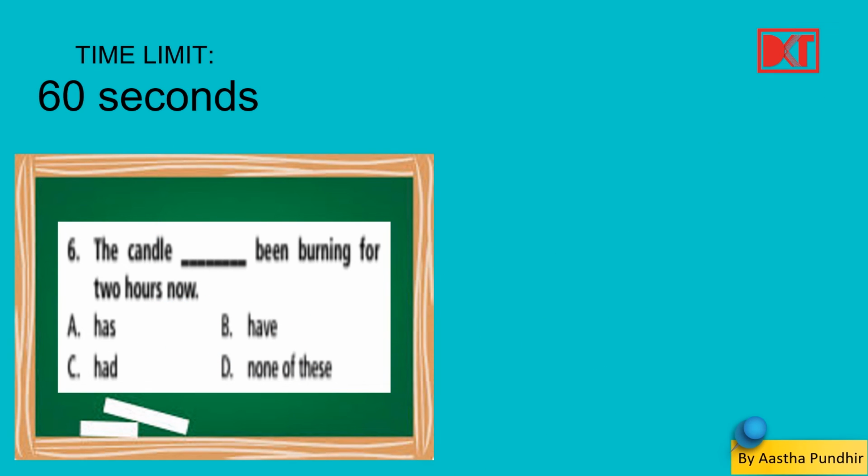Okay, here: the candle dash been burning for 2 hours now. Again, for 2 hours now. Duration आ गई तो perfect continuous आएगा. But यहाँ पे been burning दे रखा है, so यहाँ पे हमें बस auxiliary verb लगाना है. So the candle, third person neutral, with this we use has. The candle has been burning for 2 hours now.